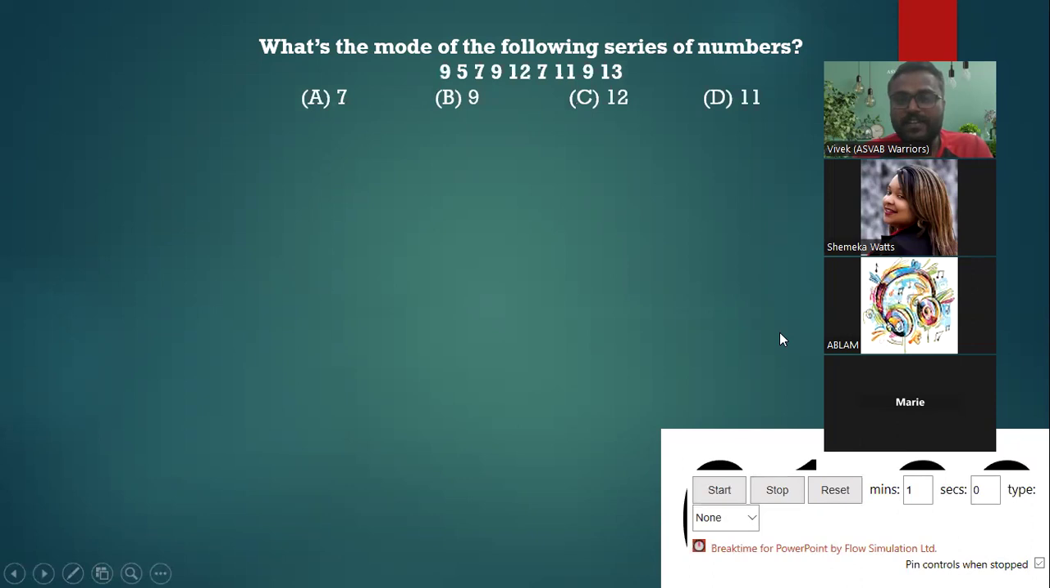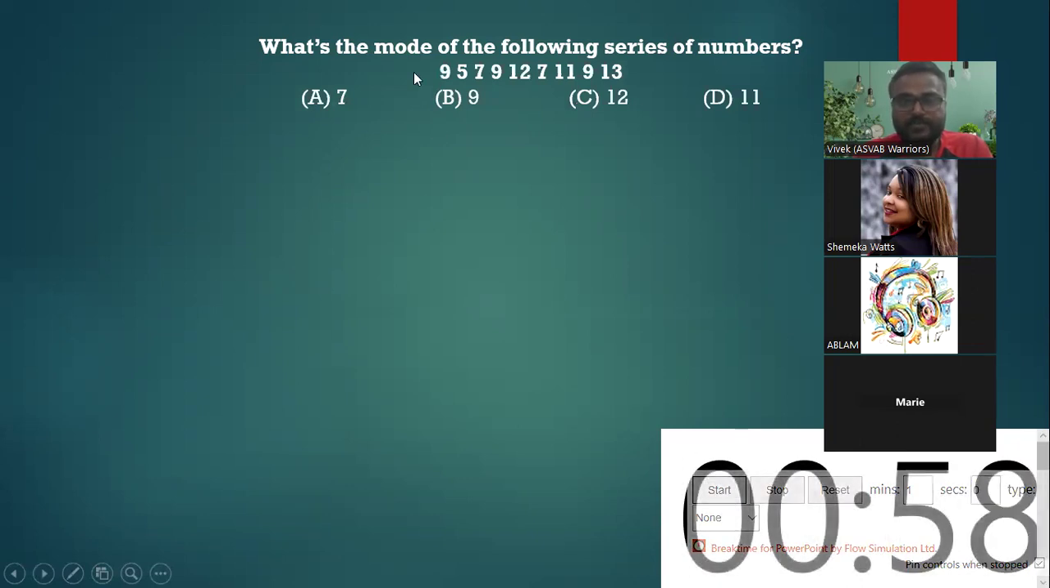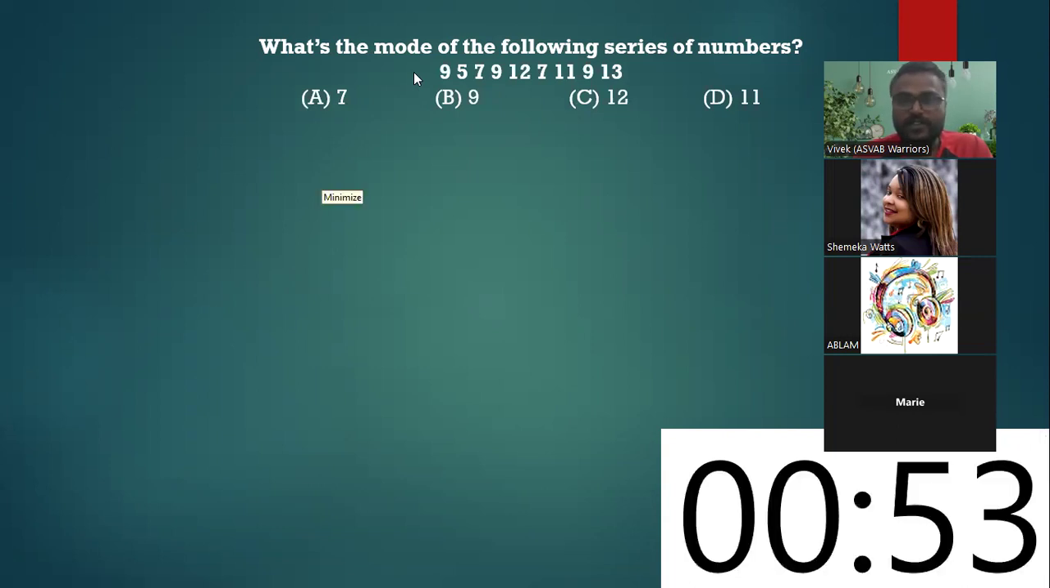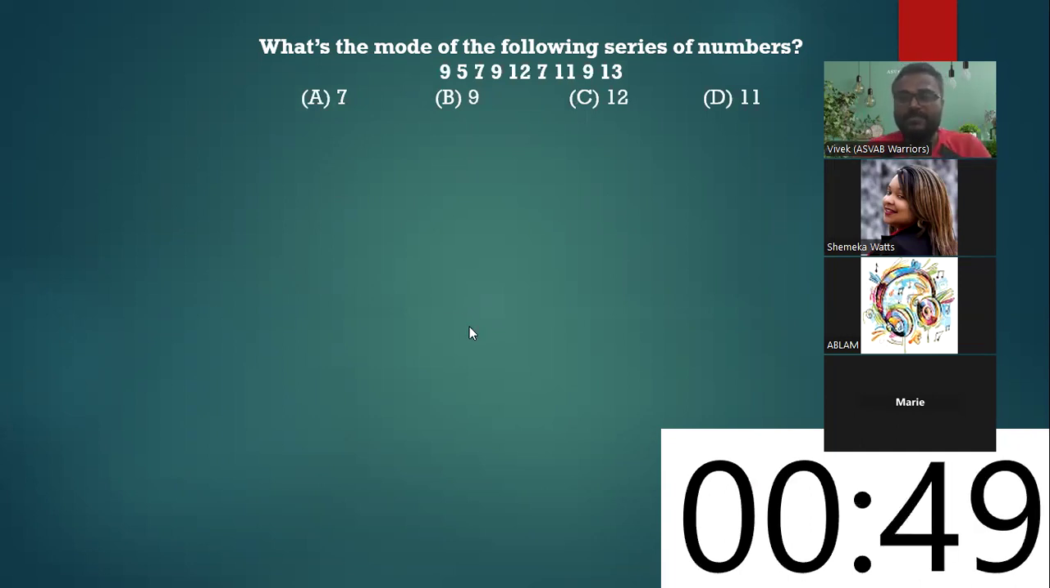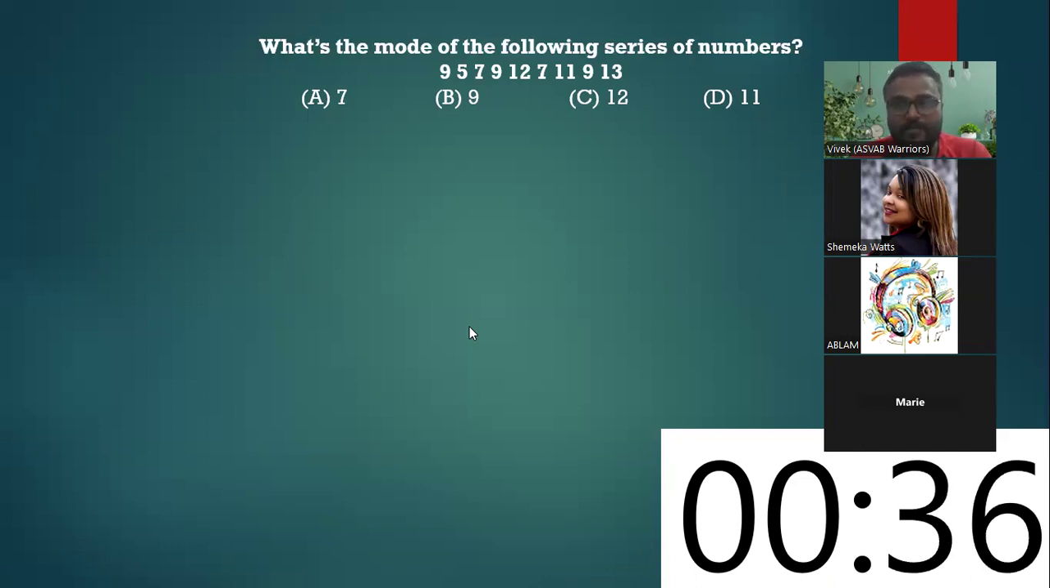So the question says, your time starts now. Okay, Leslie says she understood. Awesome, Leslie. Please solve the question. 50 seconds remaining. Oh, Leslie has already answered. Shemika has already answered. Ablam, Daniel, awesome, guys. Within 20 seconds. This type of question is going to save you time in your ASVAB exam, and you can focus on the difficult topics if you save time on this type of question.